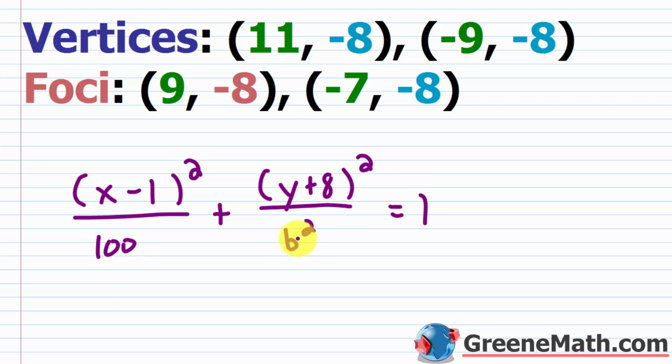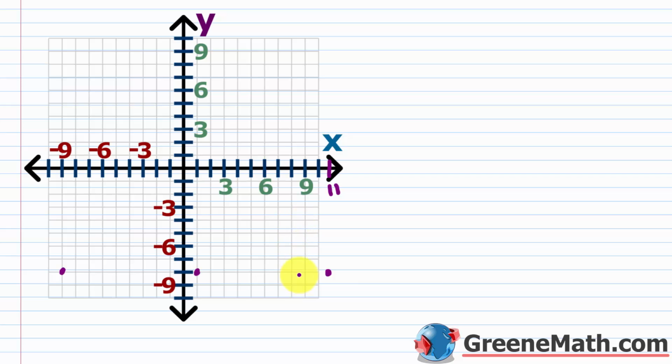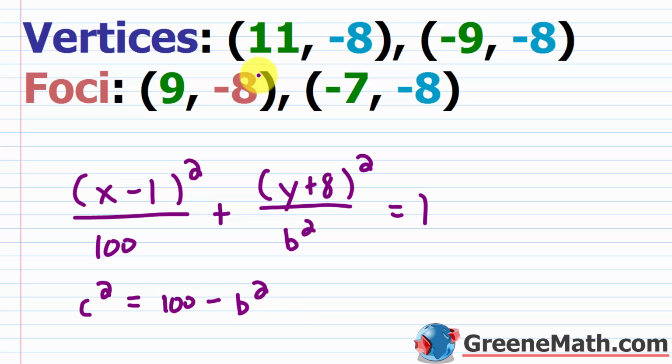And to get b squared, I use my little formula that c squared is equal to a squared, which is 100, minus b squared. So what's c squared? Again, c is the distance from the foci to the center. So just take either one of these. I'm going to say from 9 to 1 is going to be 8 units. Because if I plotted 9 comma negative 8, that's going to be right there. The distance from here to here is 1, 2, 3, 4, 5, 6, 7, 8, right? 8 units. So you can count it like that, or you can just eyeball it. It's pretty easy. So if it's 8 and I square 8, I get 64.